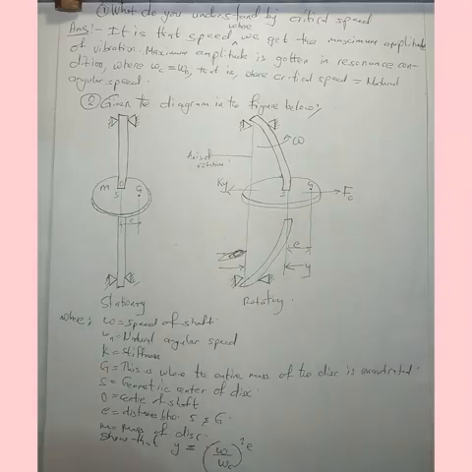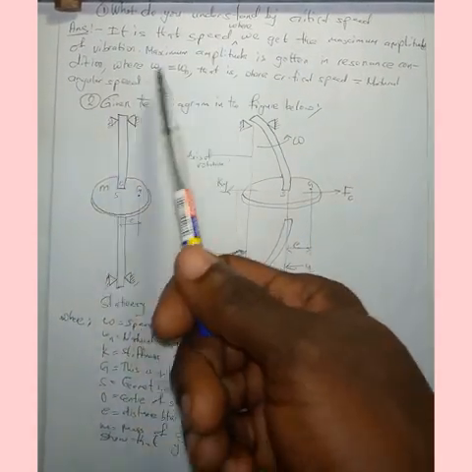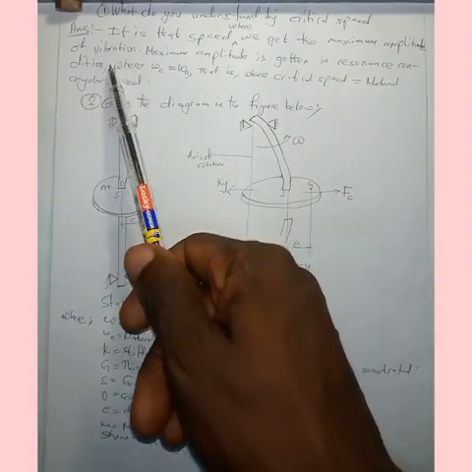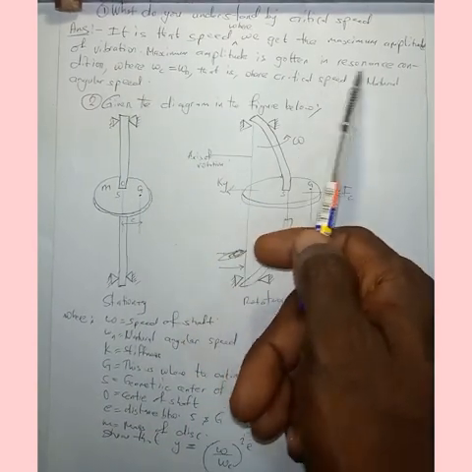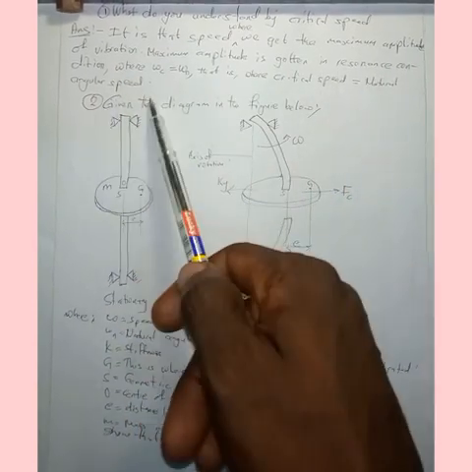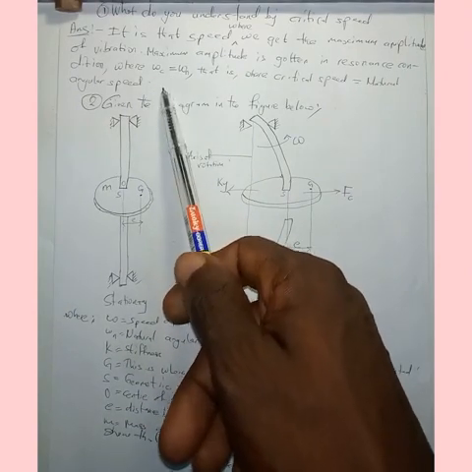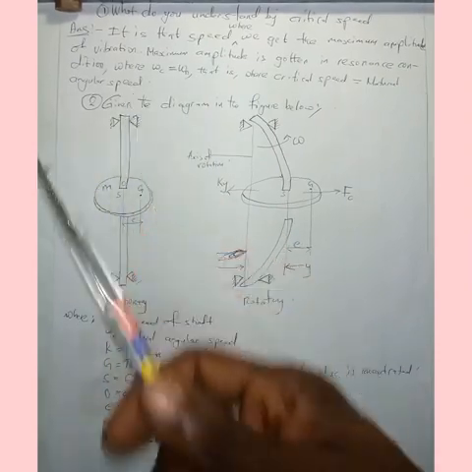So now from this question we are asked what is the meaning of critical speed. That is the critical speed of a shaft. It simply means the speed where we get the maximum amplitude of vibration. The maximum amplitude is gotten in the resonance condition where omega c is equal to omega n. So omega c is the critical speed and omega n is the natural angular speed.